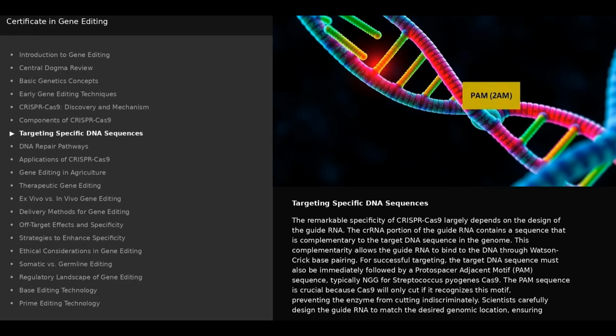Typically NGG for Streptococcus pyogenes Cas9. The PAM sequence is crucial because Cas9 will only cut if it recognizes this motif, preventing the enzyme from cutting indiscriminately. Scientists carefully design the guide RNA to match the desired genomic location, ensuring precise gene editing. This meticulous design process minimizes off-target effects and maximizes the efficiency of the editing. The accuracy of the guide RNA is paramount for the success of any gene editing application.